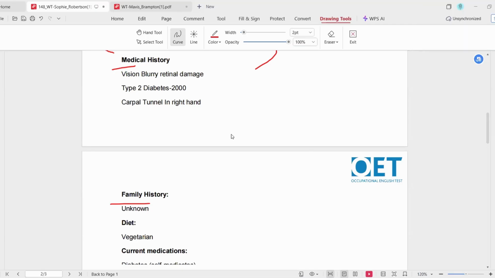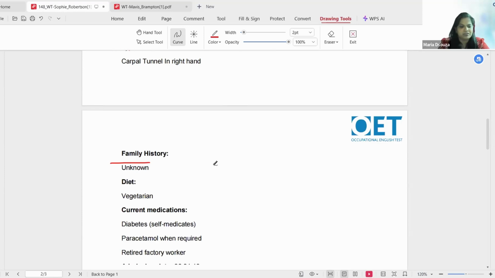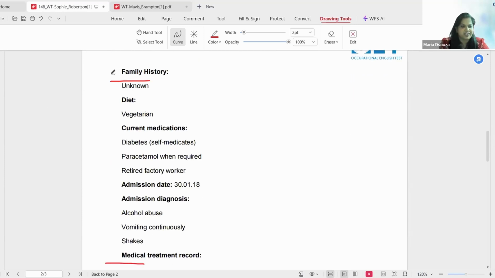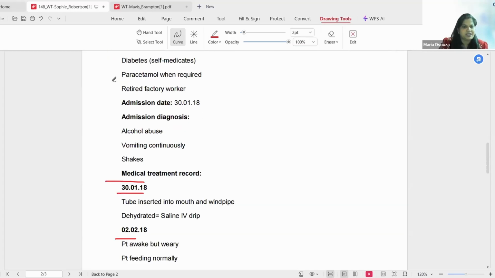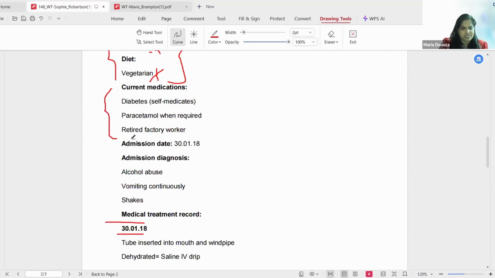That's right. So now what about his family history and diet? Family history is unknown, so I don't have to mention it. Am I right? Yes, ma'am. Diet being vegetarian, maybe I can mention or not mention. It's not mandatory here. What about his current medications? We're already mentioning he is a retired factory worker, so we don't have to write about it again. What about these two, paracetamol and other things?